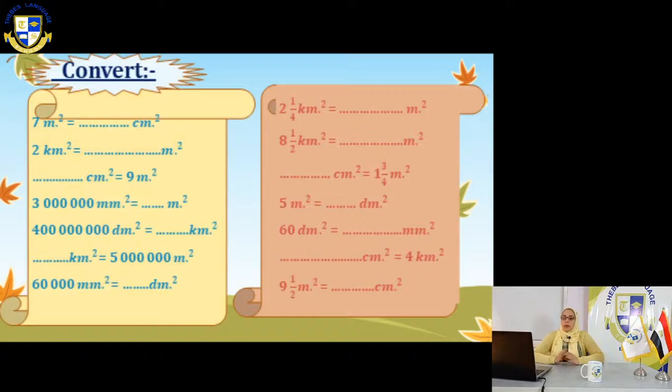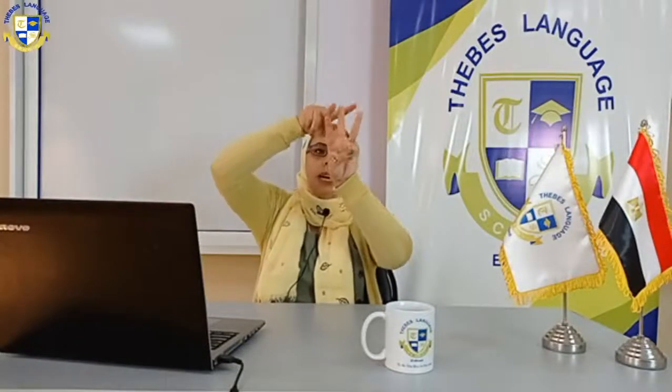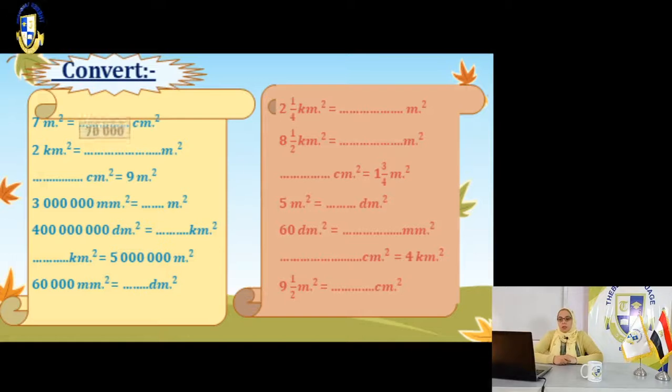Now we have some examples or exercises on how to convert between the units of area. 7 squared meter. We want to convert it into squared centimeter. So from big to small, multiply. Multiply what? Multiply by 10,000. From meter to centimeter, we have two spaces. These two spaces mean 4 zeros, 100 and 100. Okay, multiply by 10,000. So it will be 70,000.